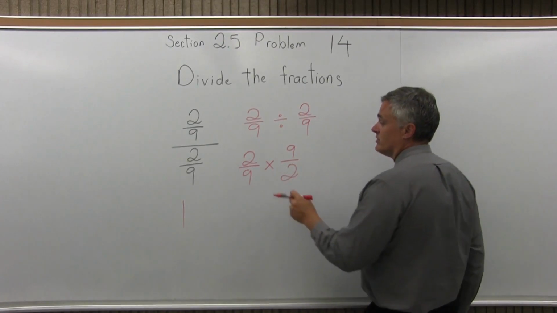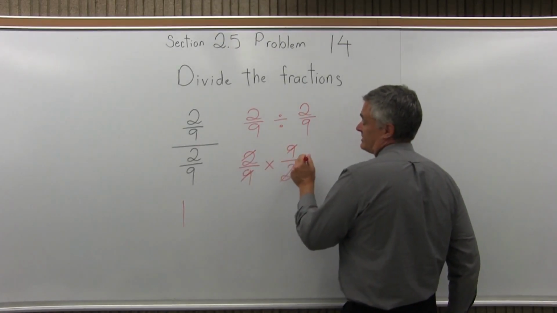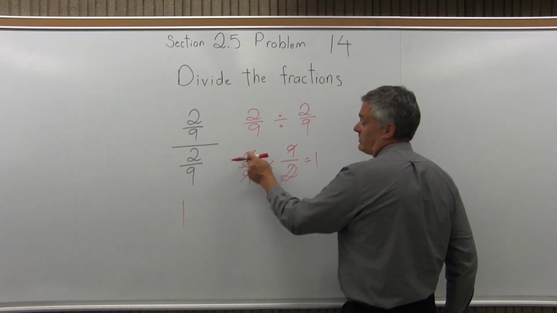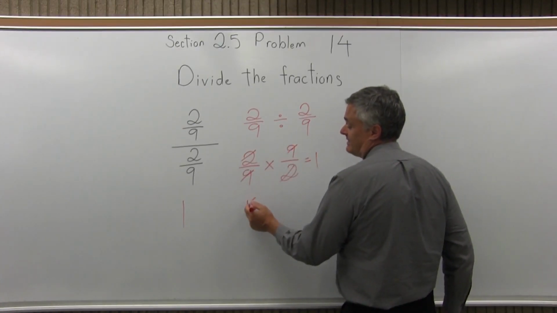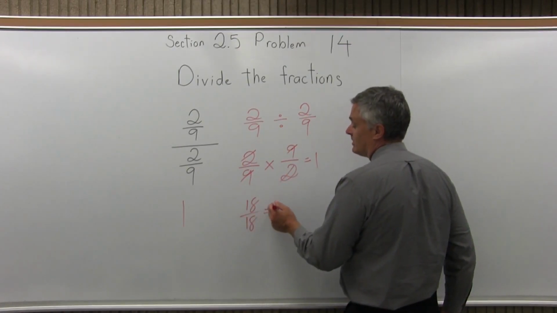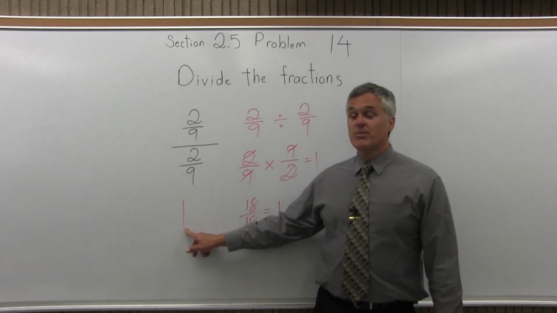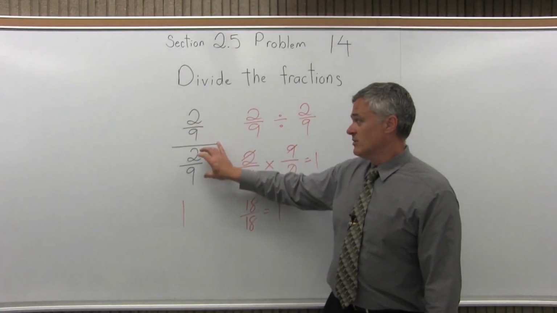So now if you pre-reduce, the 2 over 2, 9 over 9, everything cancels and you get 1. Or if you had multiplied, top times top, 2 times 9 is 18. Bottom times bottom, 9 times 2 is also 18. And then 18 over 18 does reduce to 1, which is what I thought would happen in the beginning because I have the same value over itself.